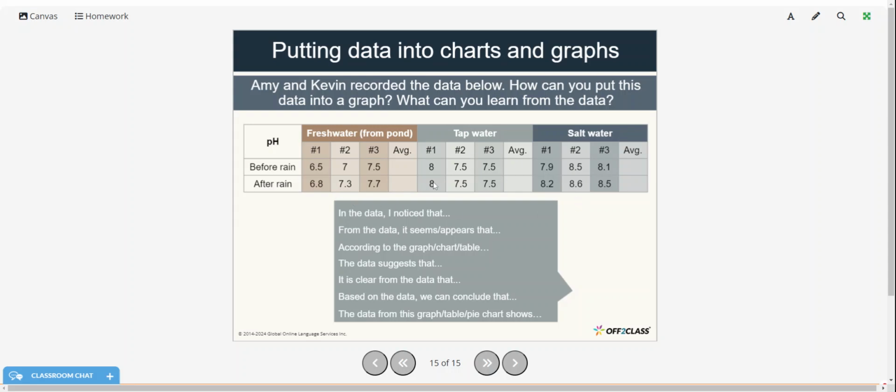We noticed that before the rain, the fresh water had a lower pH than it did after the rain. The tap water was unchanged, obviously, because it's not affected by rain. And the salt water also had a higher pH. Well, in the first instance, it had a higher pH, but in the next two, it had a lower pH. So those are some observations that you might be able to make from this data.